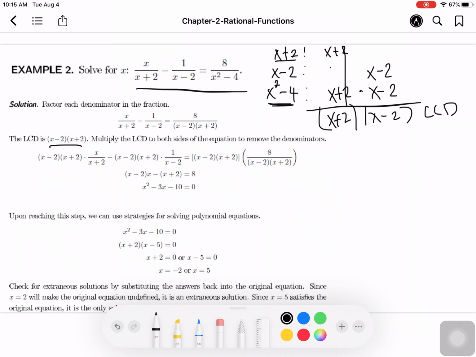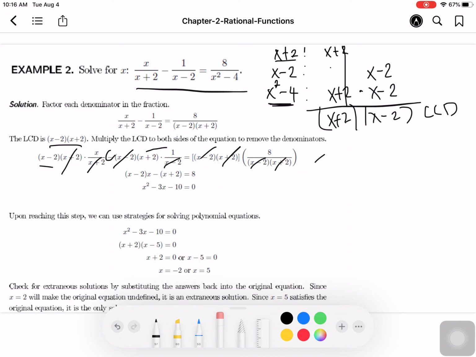So multiply them. This one, multiply per term. So cancel x plus 2. That is why we have x times x minus 2 times x, this one. Then for the second part, minus. So cancel x minus 2. So x plus 2 times 1 is x plus 2. So we have this. Then for this part, cancel, cancel, cancel, cancel. So we have 8. Okay, so I will erase this.